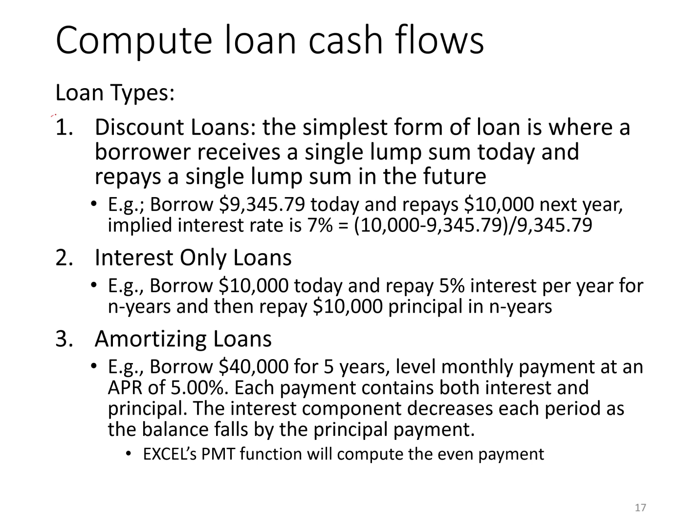Discount loans, interest-only loans, and the most common, amortizing loans. So a discount loan is the simplest type of a loan. You receive a single lump sum today, and you pay back a single lump sum in the future.